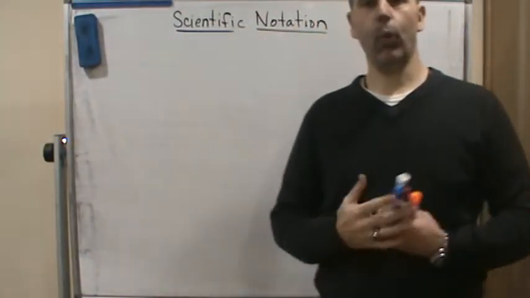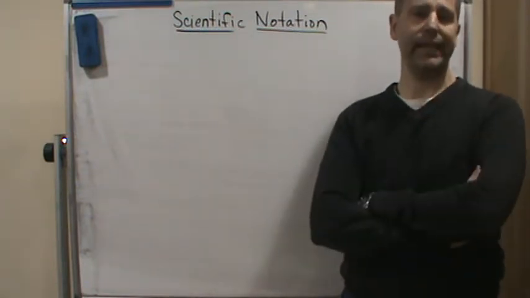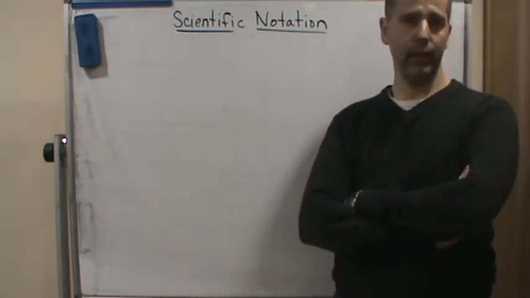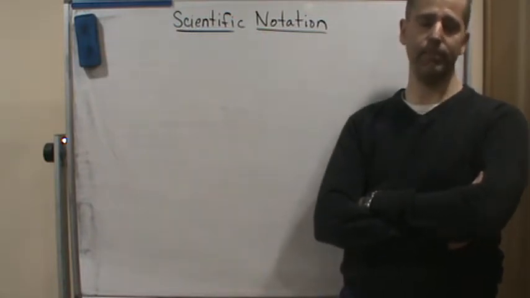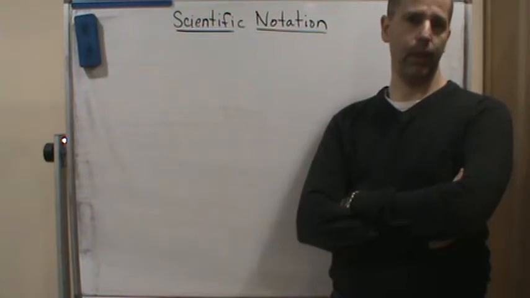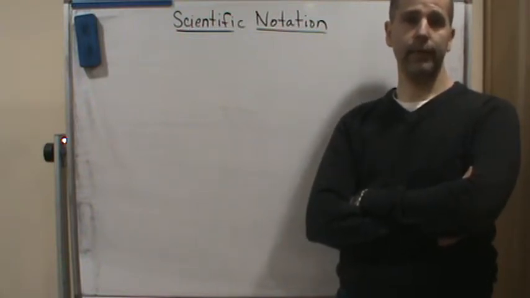Okay, so welcome, and now we're going to talk about scientific notation. Scientific notation is a way of notating either really large numbers or very small numbers that come up all the time in many different applications. For example, in physics and chemistry, they come up all the time.